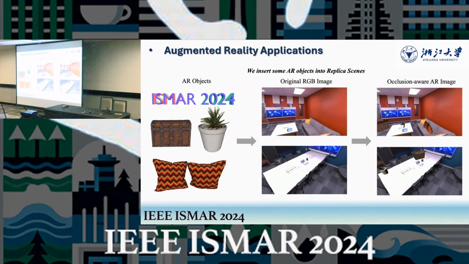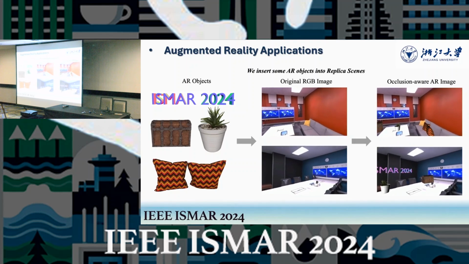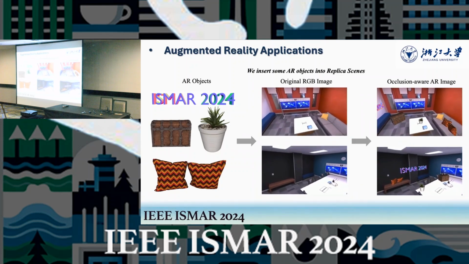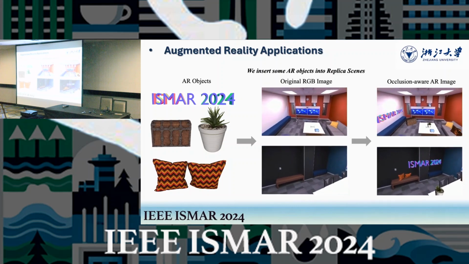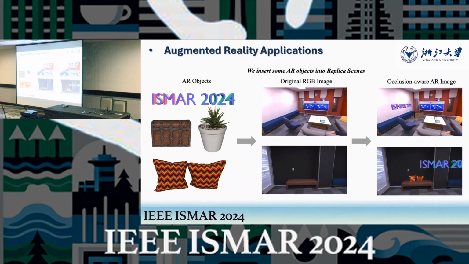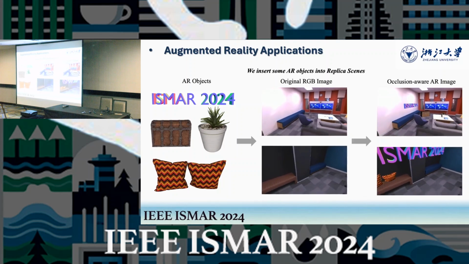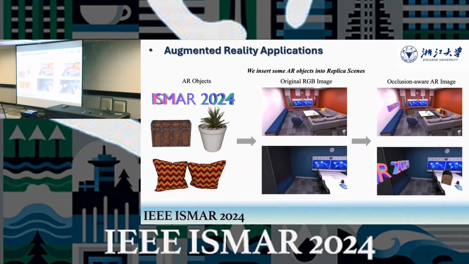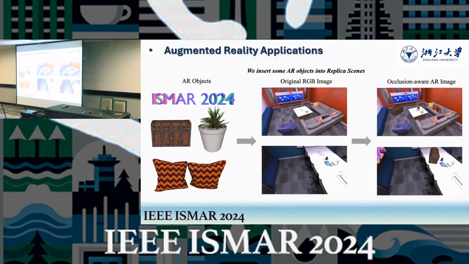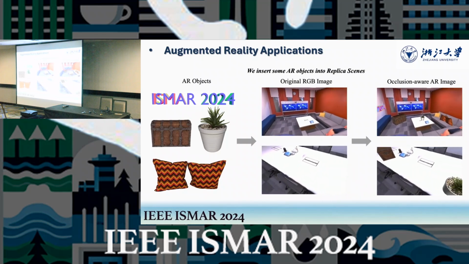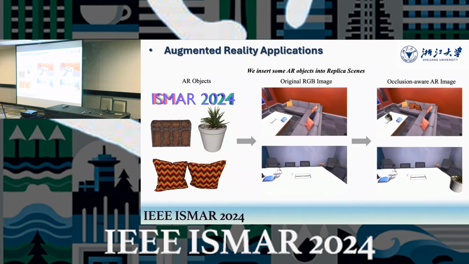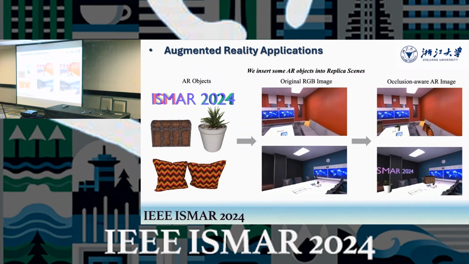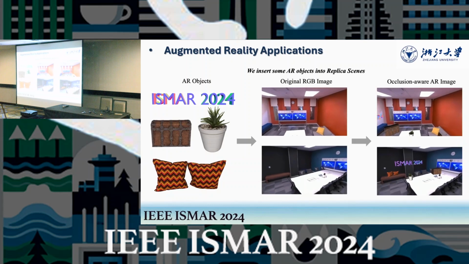In this part, we show the augmented reality applications of our method. Augmented reality is one of the important applications of SLAM. We insert the ISMAR 2024 text logo and some AR objects into the Replica scenes for rendering, which gives better AR visualization results. We render the image and AR objects with our estimated camera pose. As shown in the figure, we can accurately represent the occlusion relationship between real and virtual contents via our accurate camera pose and rendered dense depth map.